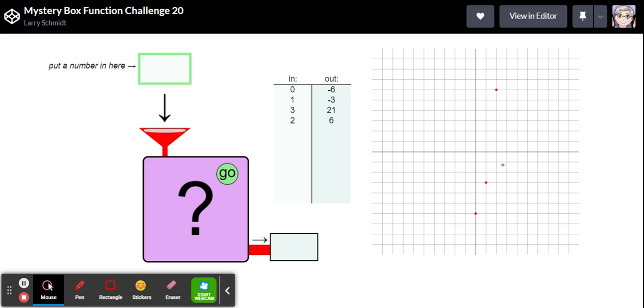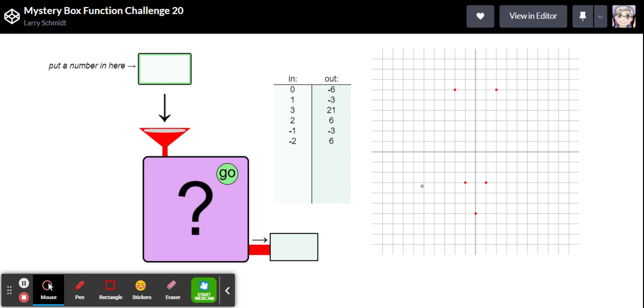Let's try some negative values here. I have a hunch that this may be quadratic. Let's see if we get a sort of symmetrical thing about the y-axis here. Yeah, so -1 gives us -3, just like we had for a positive one. Let's put in -2. All right, so -2 gives us 6. So we are getting this symmetry.